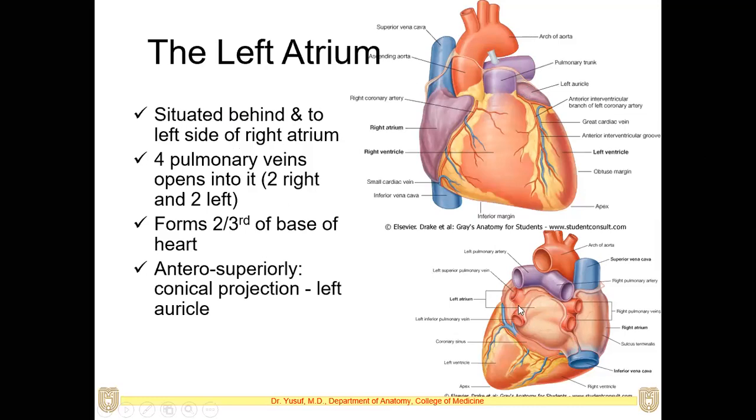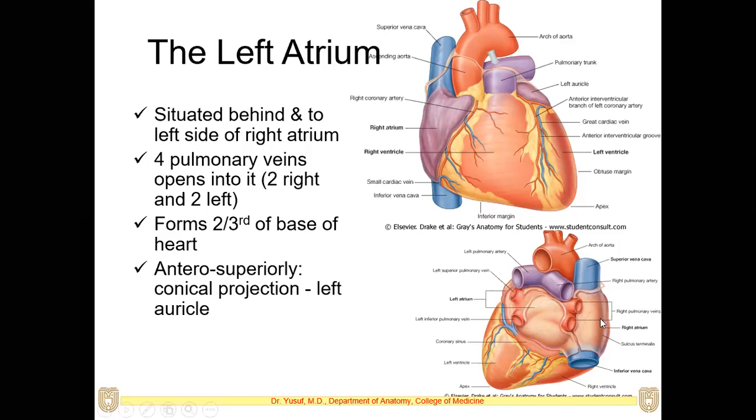And how can you identify this left atrium? By the 4 pulmonary veins opening into it, 2 right and 2 left pulmonary veins. If you can see here, these are the 2 left pulmonary veins, these are the 2 right pulmonary veins. 4 veins opening into a single chamber. This should be the left atrium. This is how you can easily identify it. If any 4 veins open into any chamber, then it should be the left atrium.